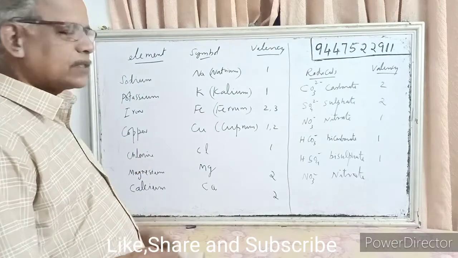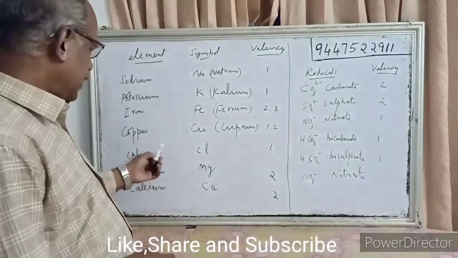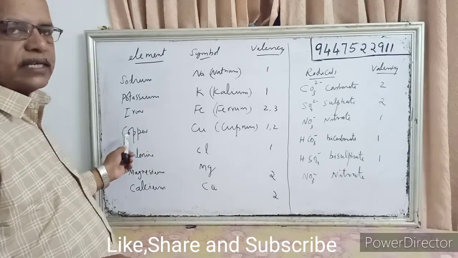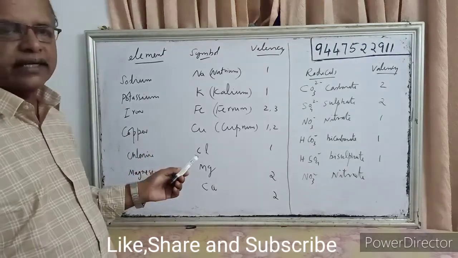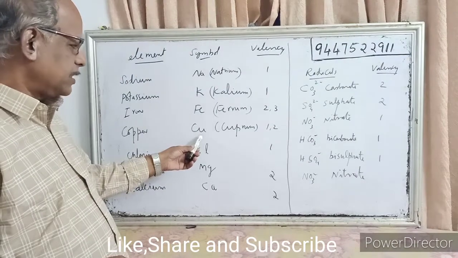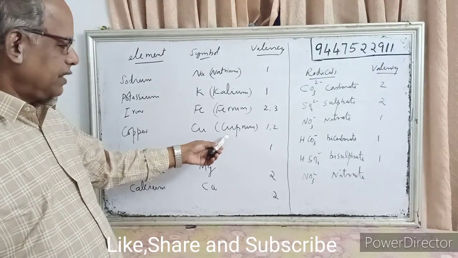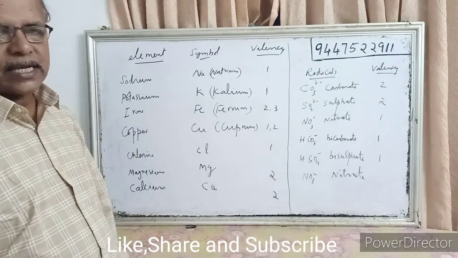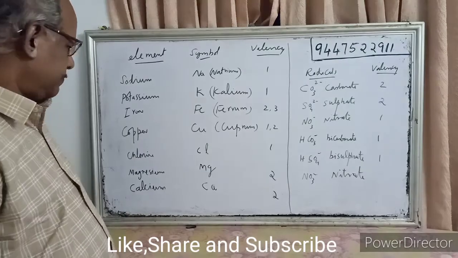The next element is copper. For copper, we are not taking C, the first letter, because C is already taken for carbon. So we are taking Cu, the Latin name is cuprum, valency is 1 and 2: 1 for cuprous and 2 for cupric.